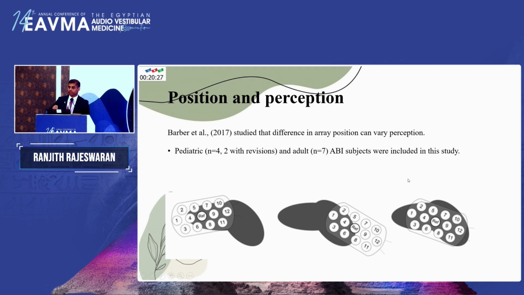So what is more important? The more important thing is that you have to achieve this position. But how do you achieve the position? You can't see the cochlear nucleus. So we have to use an objective measure to predict the position of the electrodes on the cochlear nucleus.